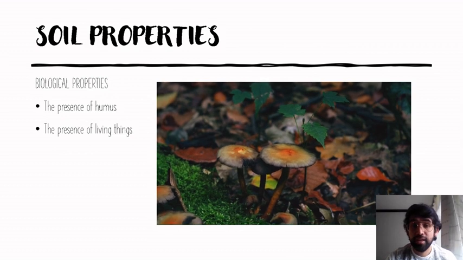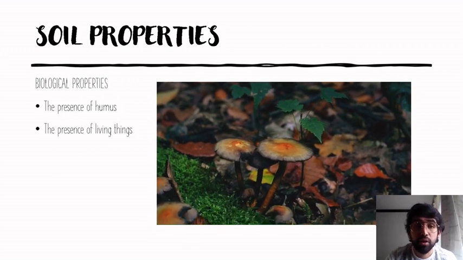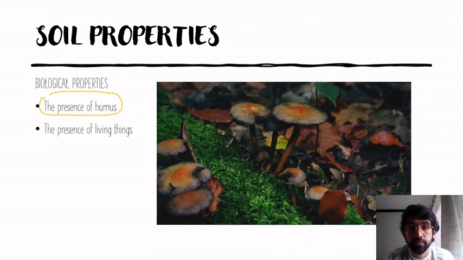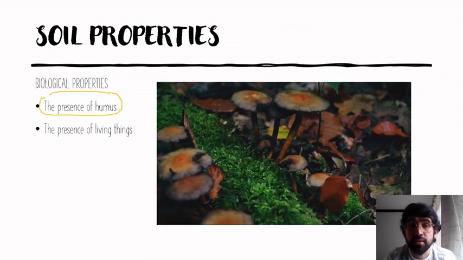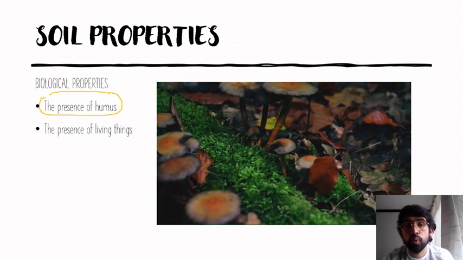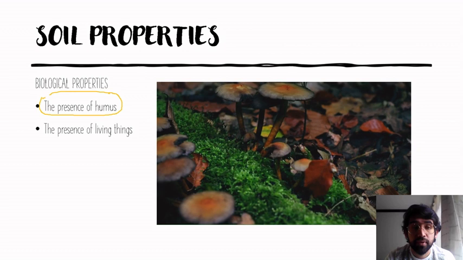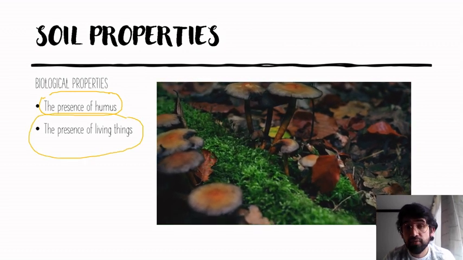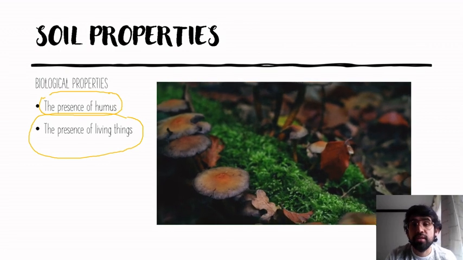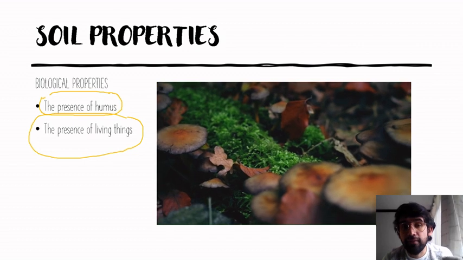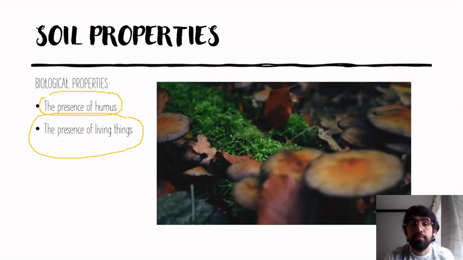So in the last part of the class, we're going to be talking about the biological properties. And the first one is the presence of humus. Presence of humus makes soil softer and spongier and gives it more water retention capacity. We also got the presence of living things, which refers to the diversity of organisms that exist in soil. And this includes bacteria, fungi, animals, and plants.